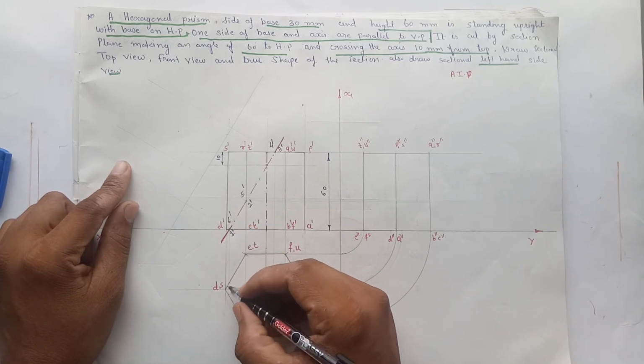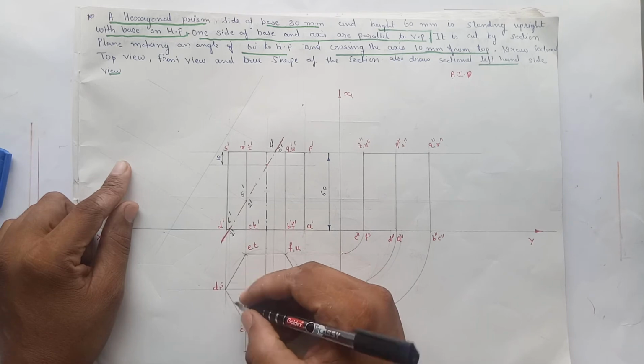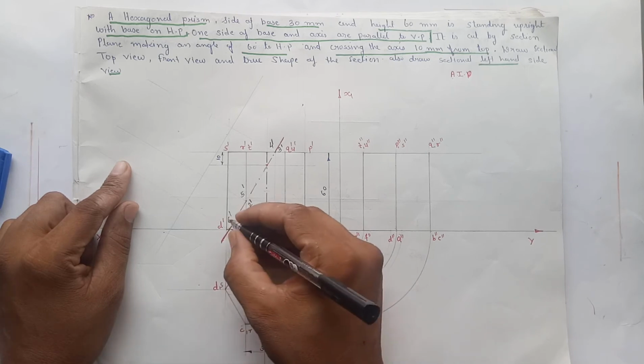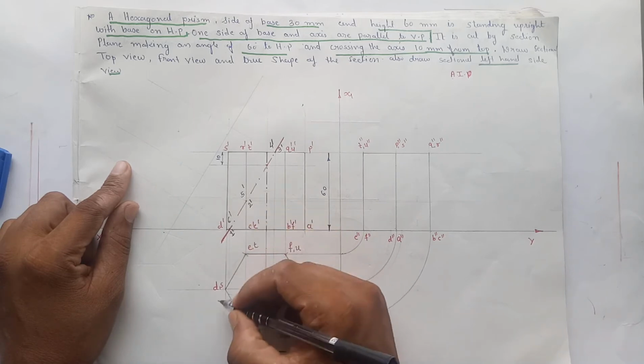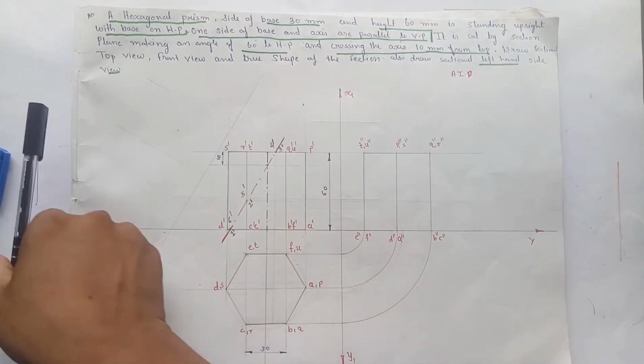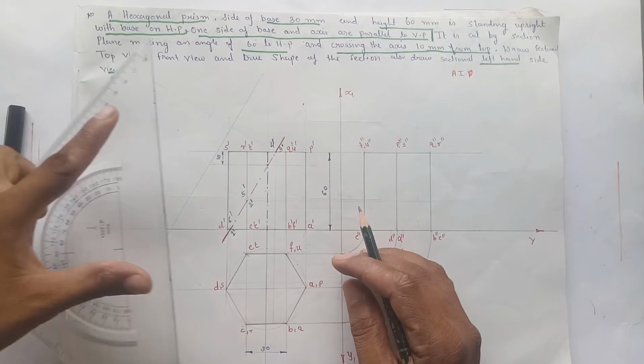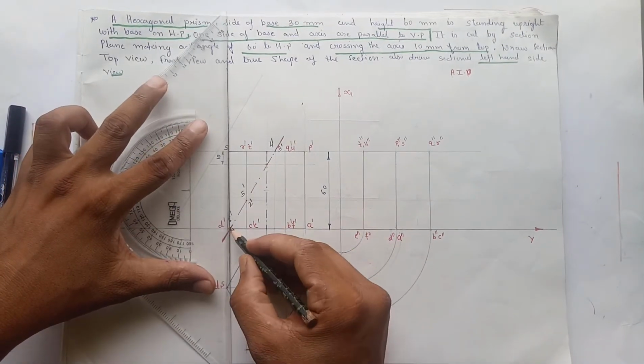So one is DE and second is CD. So CD and DE. So 6, 1. If 1 will be on CD, then 6 will be on DE. Now project these points to draw the section in the top view, 1 and 6.